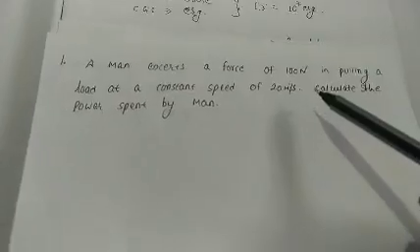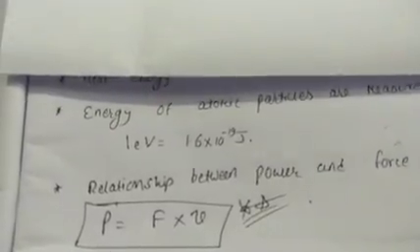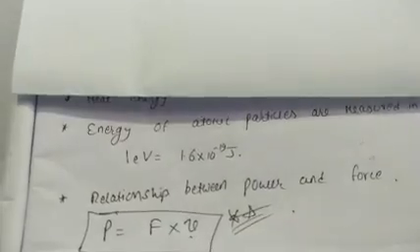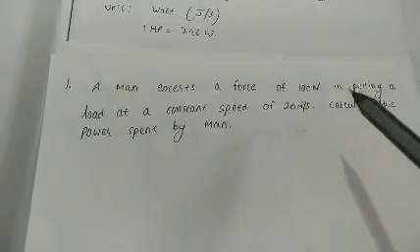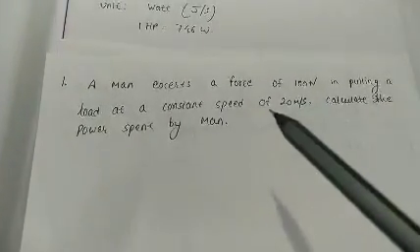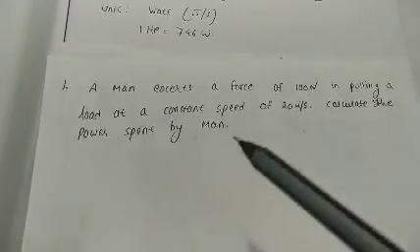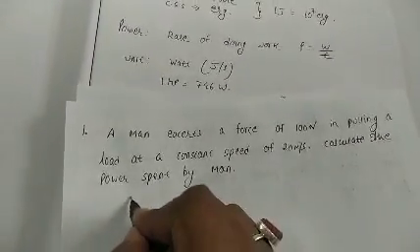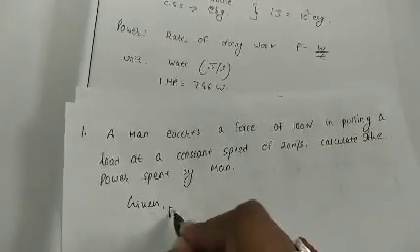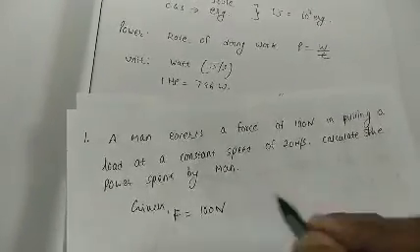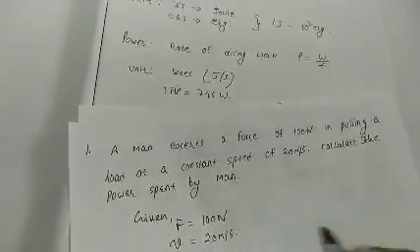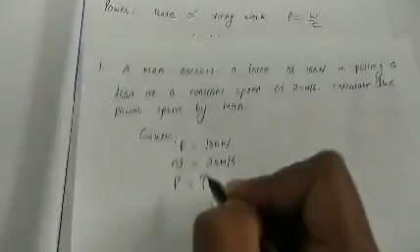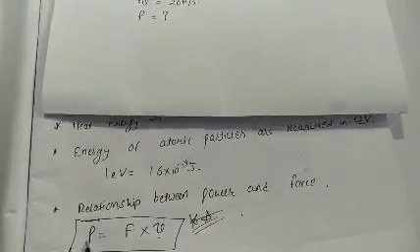Another numerical which we have here is related to this formula: power equals force into speed. A man exerts a force of 100 newton in pulling a load at a constant speed of 20 meter per second. Calculate the power spent by the man. So, given: force equals 100 newton, speed, I'll write it as v only, 20 meter per second. What we need to find out is power.